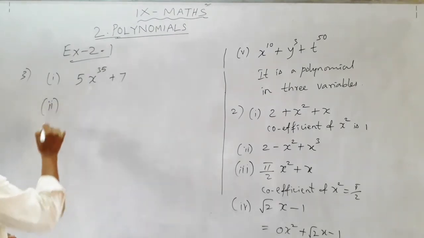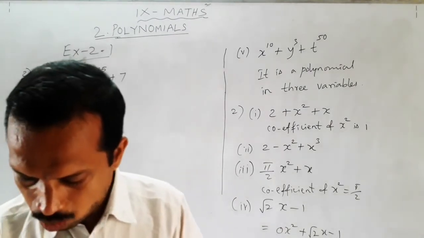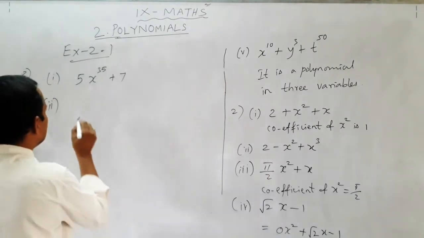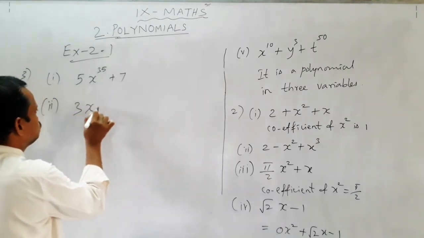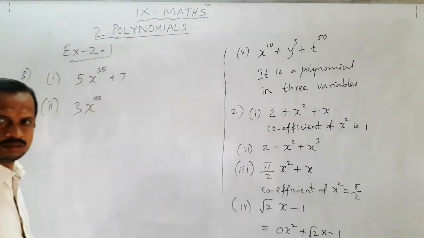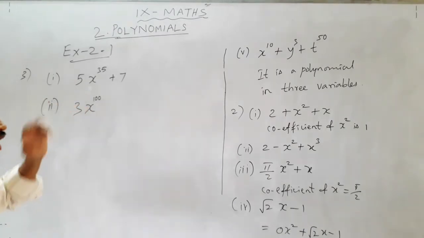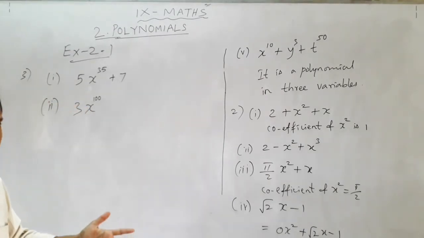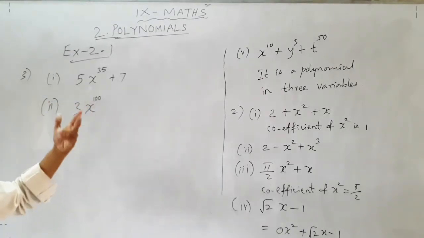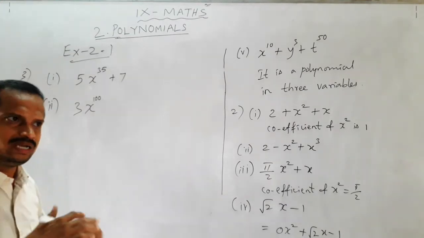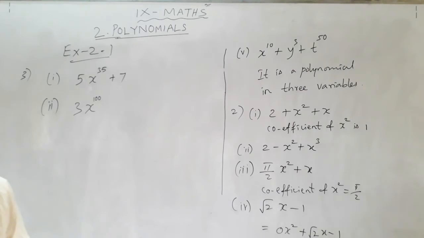In option 2 you see monomial of degree 100. So you can give 3 into x power 100. So only one term is there and its degree is 100. One term is a monomial and the highest power is its degree, 100. Therefore it is a monomial of degree 100. Many such examples you can give. Clear?